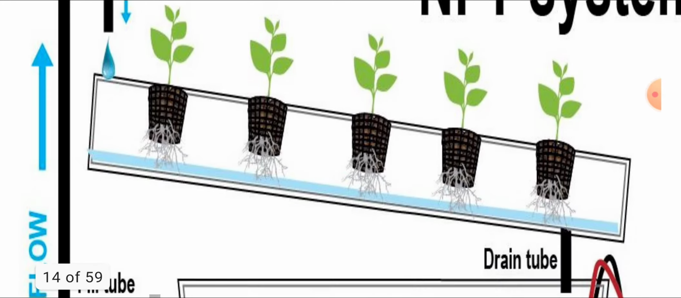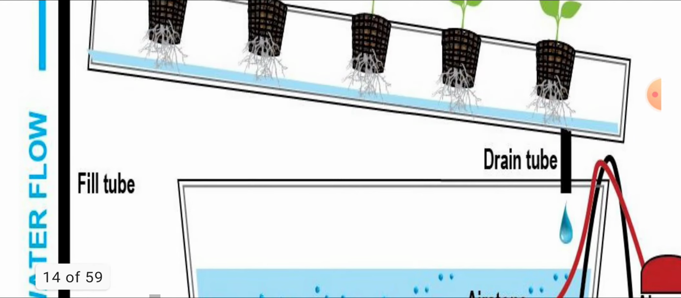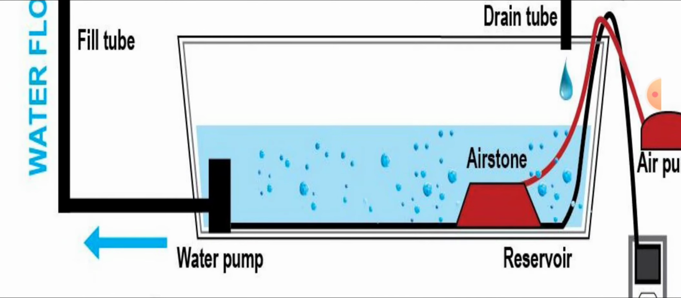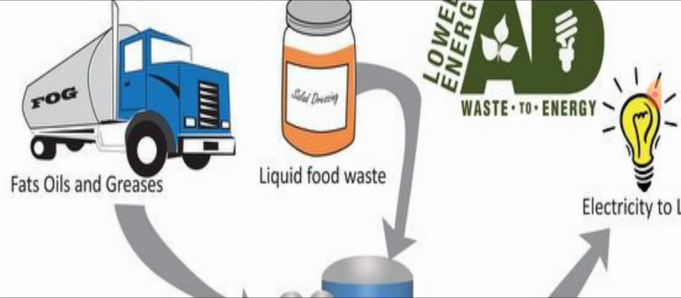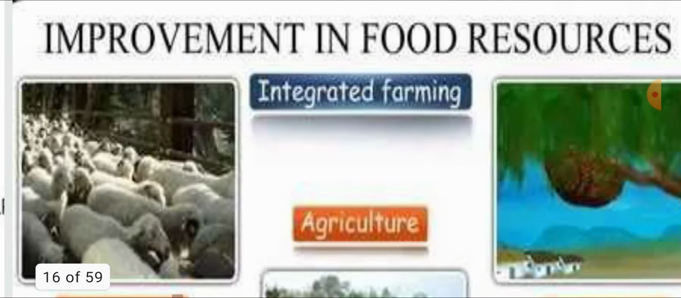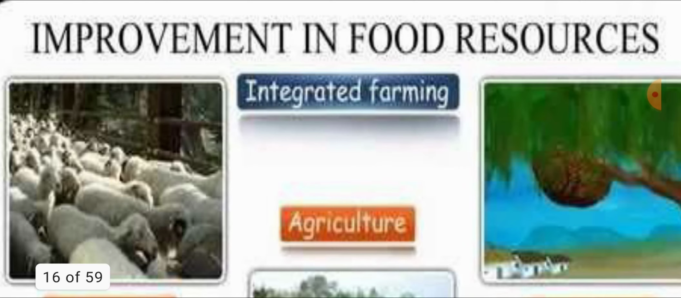This is the system showing the agriculture waste cycle, how the agriculture wastes are used as manure, for the generation of electricity, and for improvement of food resources.